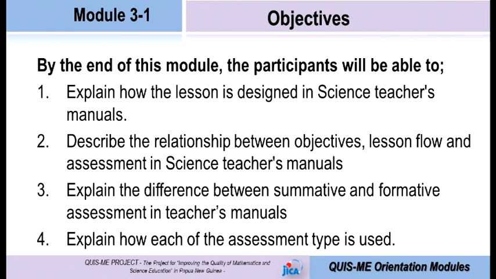The training objective of this module reads: by the end of this module, the participants will be able to: 1. Explain how the lesson is designed in Science Teacher's Manual. 2. Describe the relationship between objectives, lesson flow, and assessment in Science Teacher's Manual. 3. Explain the difference between summative and formative assessment in Teacher's Manual. 4. Explain how each of the assessment types is used.